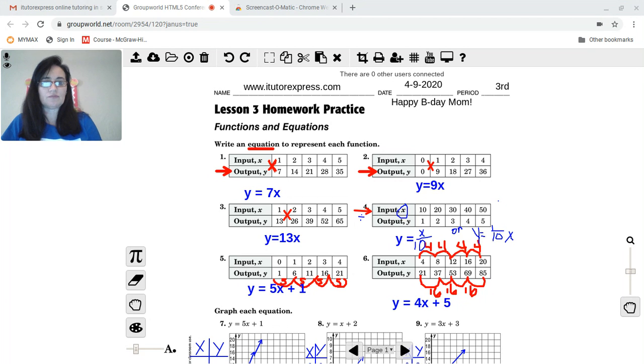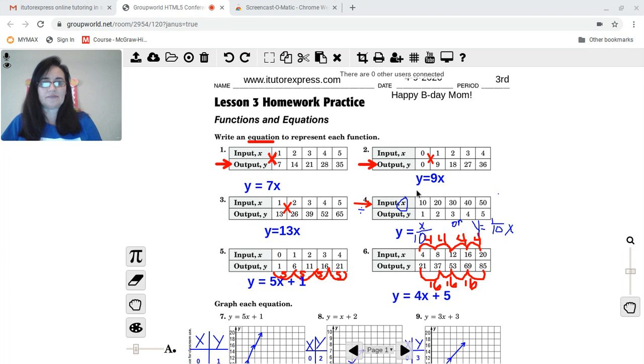Number 2, also multiplication, 0 times 0 is 0. 1 times 9 is 9. So y equals 9x. Number 3, same thing, you're multiplying. You go 1, 13, 2, 26. What are they doing? They're multiplying by 13. So y equals 13x.